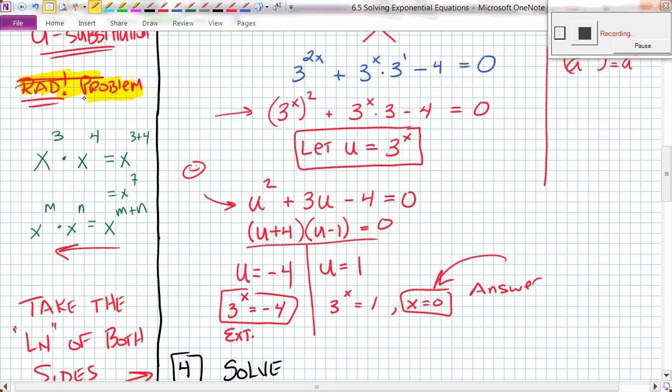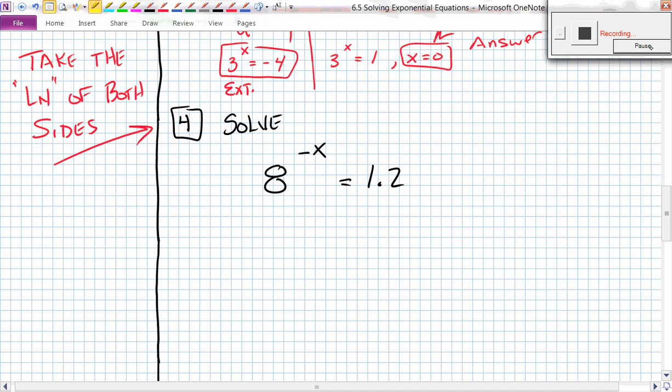Alright, here we go. You guys ready to do this one? Alright, we have 8 to the negative x equals 1.2. I've given you a hint as to what you should do first on the left-hand side. Take a look at it. See it?